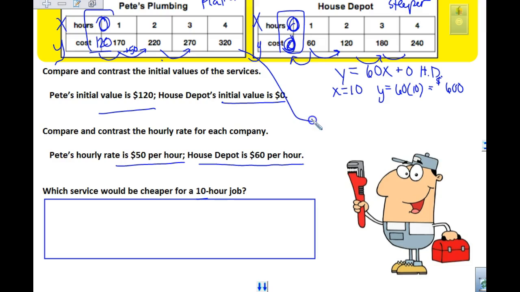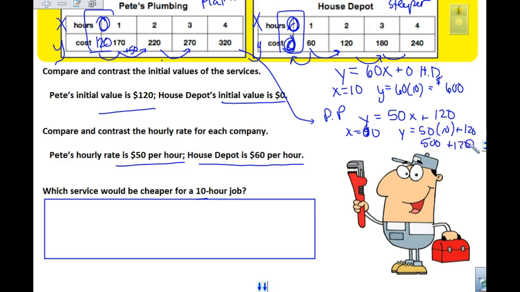Now we want to do Pete's Plumbing. Pete's Plumbing, what's our equation going to be? y equals 50x plus 120. So we're going to use x equals 10, because that's how many hours. So what is our y equals? Please write this down. 50 times 10 plus 120. Everyone should have this on their paper. So 50 times 10 gives us 500, plus the 120 gives us $620.